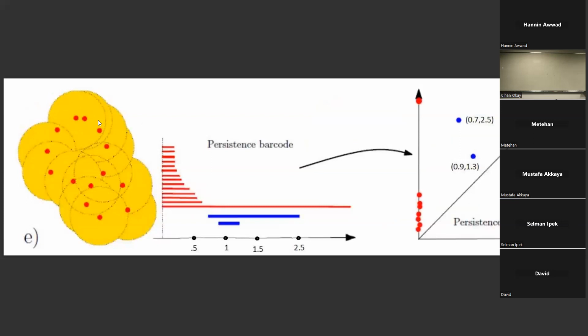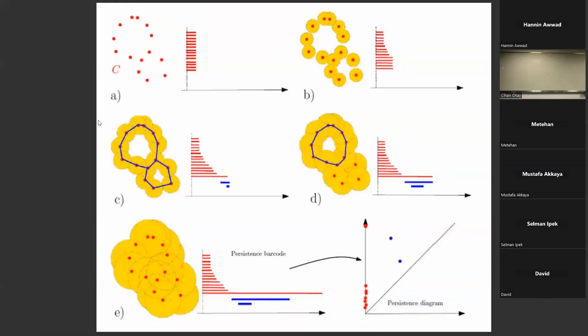This is going to be my persistent barcode. Red ones represent zero-dimensional features. Blue ones represent one-dimensional features. This is the barcode, and this is the persistent diagram. It has the same information, initial point and end point. You can see it here, 0.7 to 2.5. I am marking them in the persistent diagram. They are the same thing. Okay, this is the persistent homology.